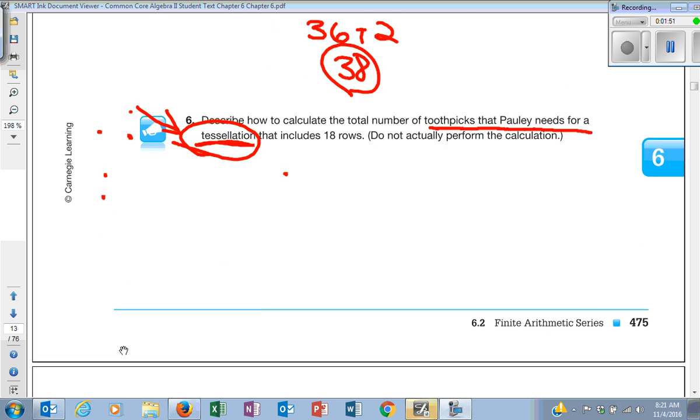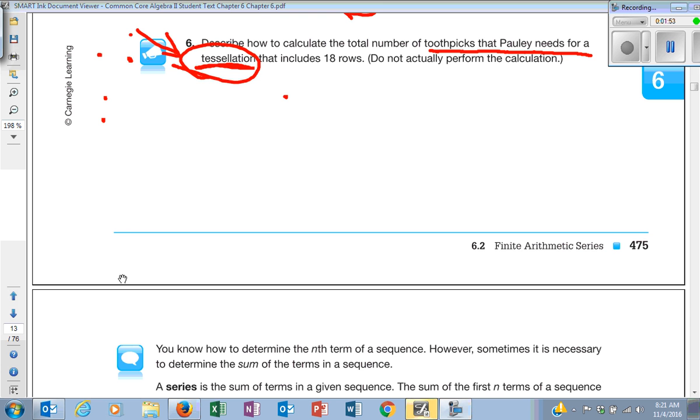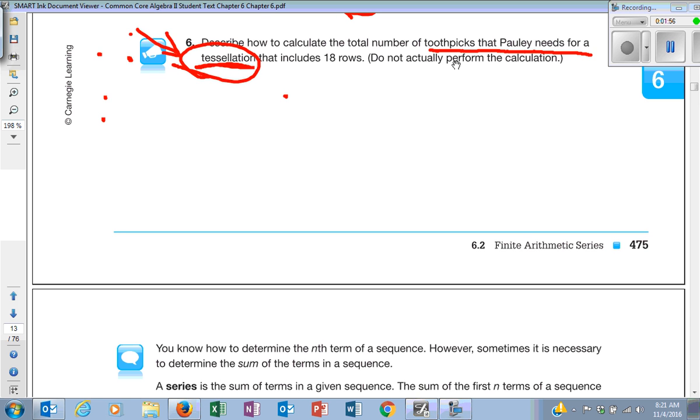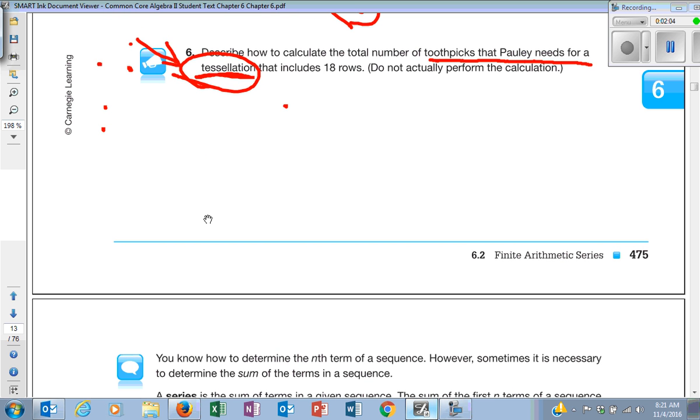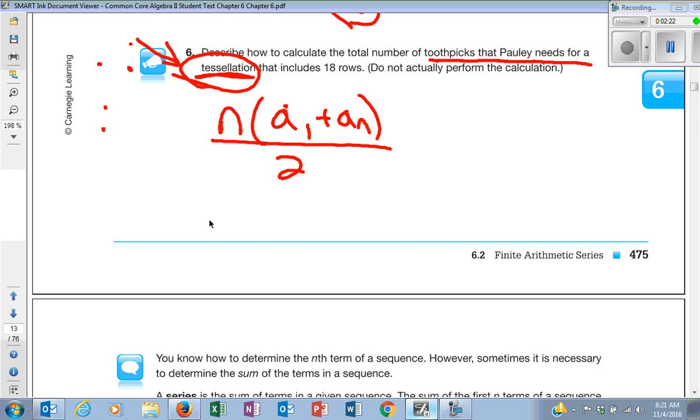For this one, what do we know we'd have to do? What did we say? Because it says don't actually do the calculations. What would we have to do? We'd have to add every row together up to the 18th term. Are you with me? Except, now what do we know? How do we solve this? What would we use? Whose formula? Gauss. We would use Gauss's formula, which says n times a1 plus an divided by 2. That would give us how many toothpicks we needed for the whole tessellation.